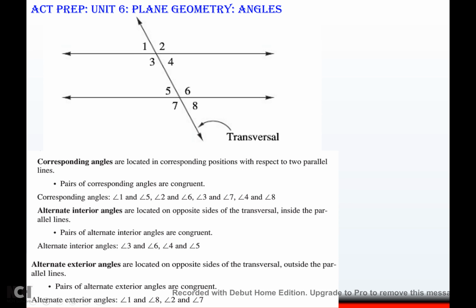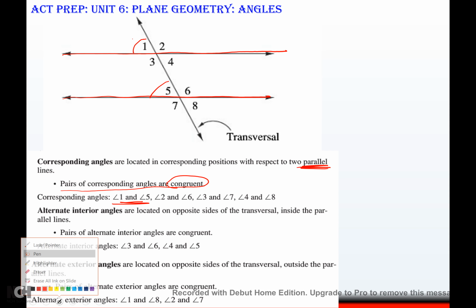Alright, same drawing, two parallel lines cut by a transversal. Corresponding angles are located in corresponding positions with respect to the two parallel lines. And what's neat about corresponding angles is they are also congruent, guaranteed. So if I look at angle 1 that is above the parallel line on the left, I need above and on the left of the second parallel line, which would be 5. They're in the same position with respect to the two parallel lines. So 1 and 5 correspond. They're in the same position but on different parallel lines.